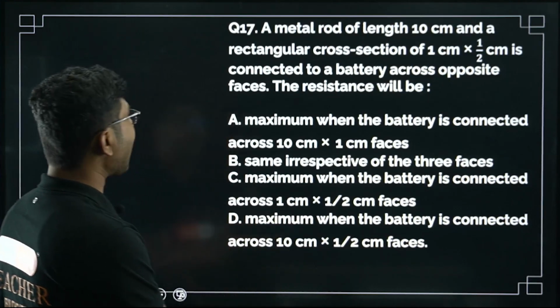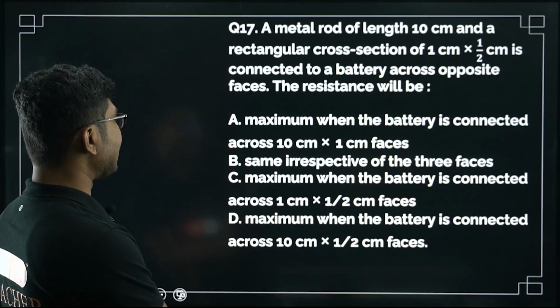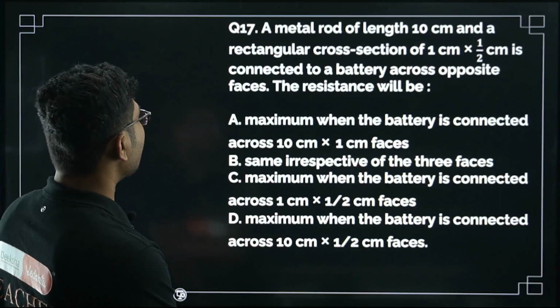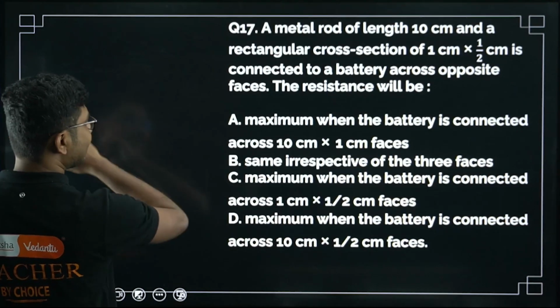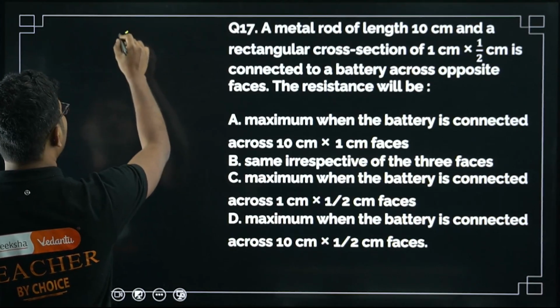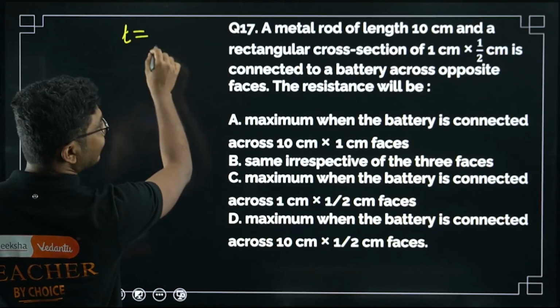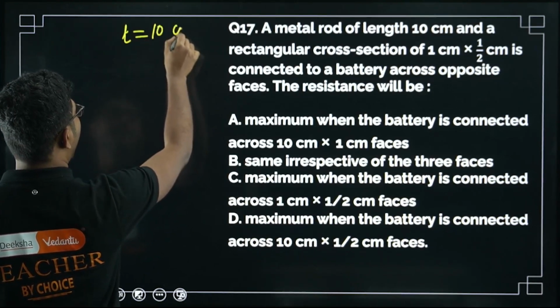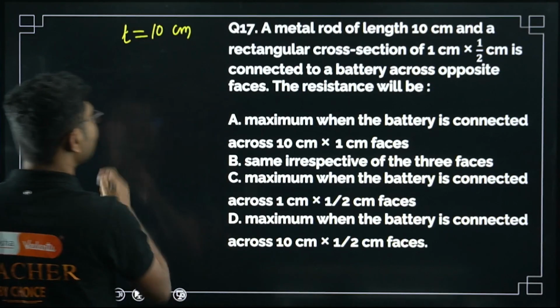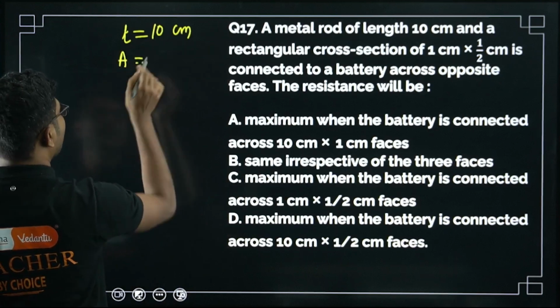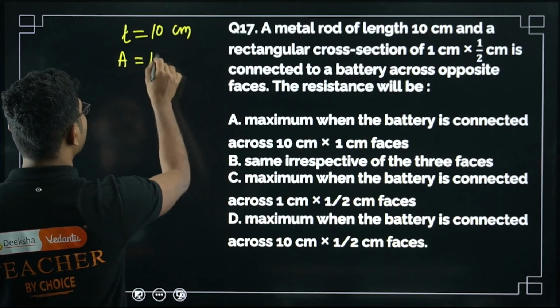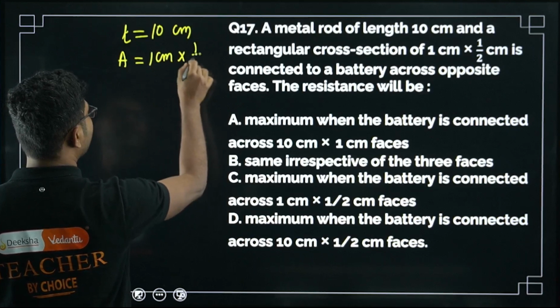Now, a metal rod of length 10 centimeter and rectangular cross section of 1 times half centimeter is connected to a battery across opposite faces. The resistance will be... The rod length is 10 centimeter, and the cross section is 1 centimeter times half centimeter.